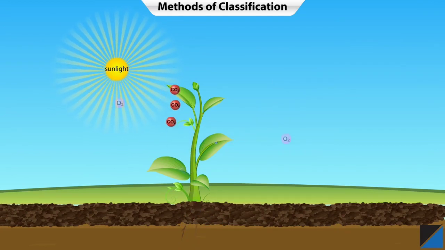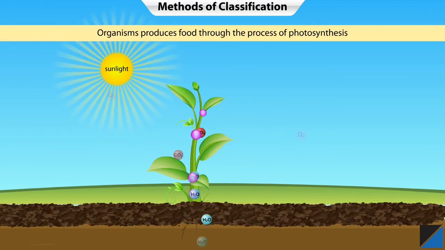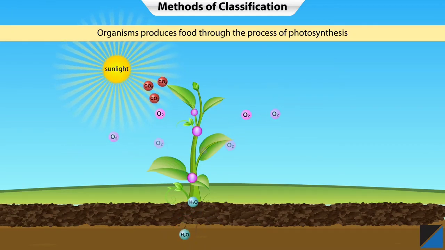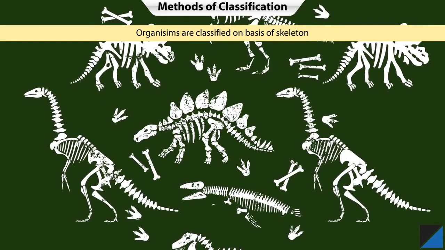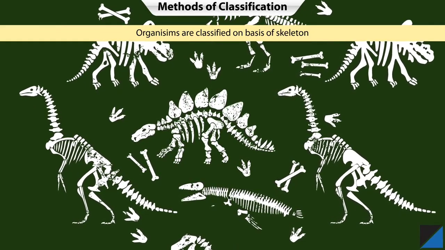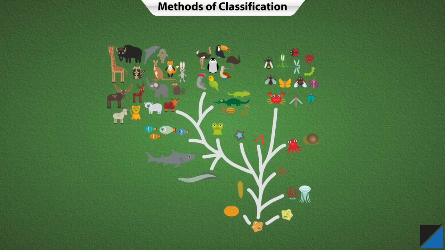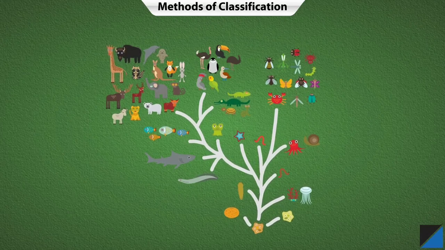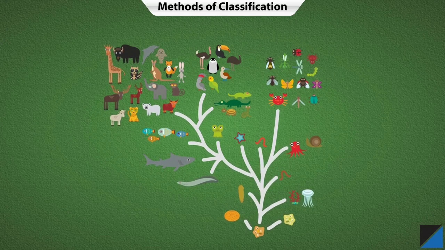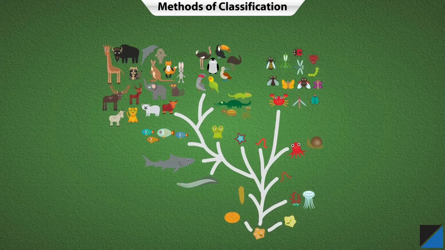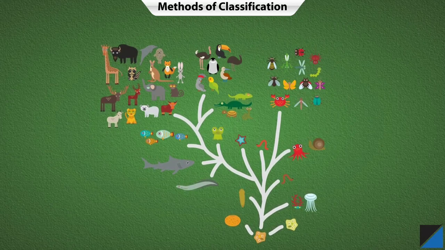Classification can also be done on the basis of whether organisms produce their own food through the process of photosynthesis. The skeleton that provides support, shape, and protection to the soft tissues is also used to make subgroups. It is not easy to study each and every species. Classifying organisms in groups helps to understand their life forms. It has taken years for scientists to study and classify living things.